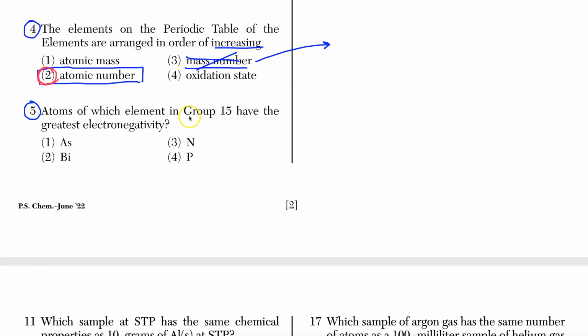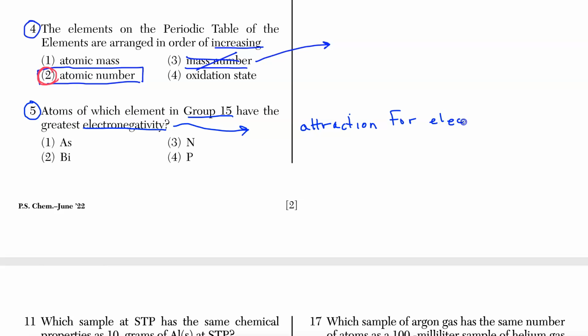Atoms of which element in group 15 have the greatest electronegativity? All right, so electronegativity comes up in a big way. Remember, the first 5 questions are usually atomic structure into periodic table. So now we're into periodic table concepts. But you need to know electronegativity is attraction for electrons. Really important that you know that. It's really attraction for other elements' electrons, but you can just keep attraction for electrons.